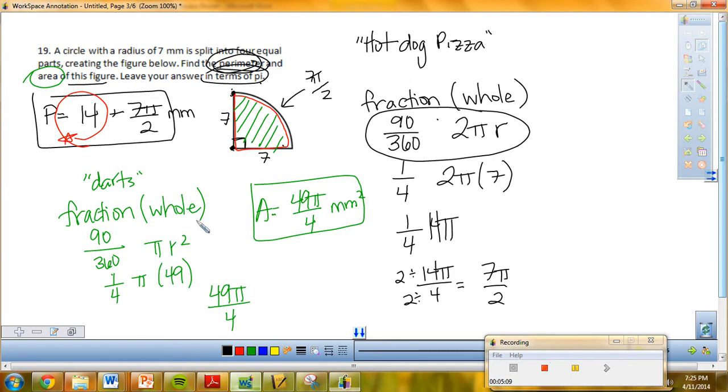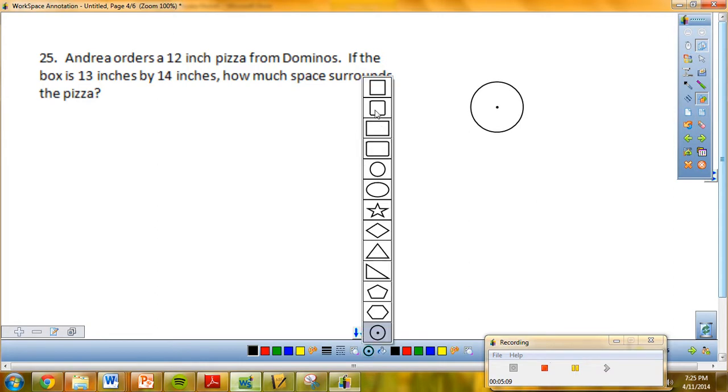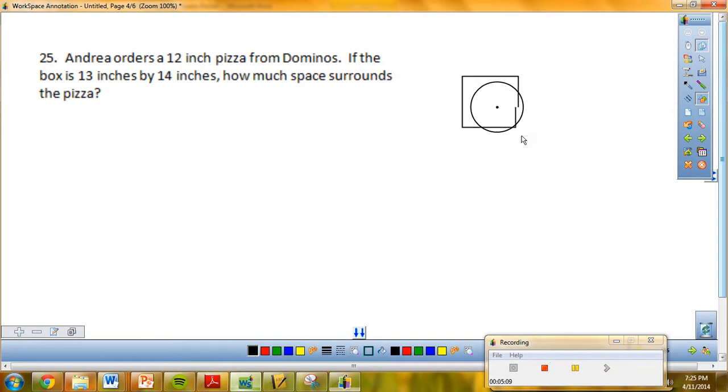So this is one example of given a figure, using these formulas, and then also using them in a little bit trickier of a way. Another example where we should be using a figure, and this one we should have drawn a figure. So if we have a circle, which is our 12-inch pizza, and then we're also going to have a pizza box, and the box goes around the pizza, right?